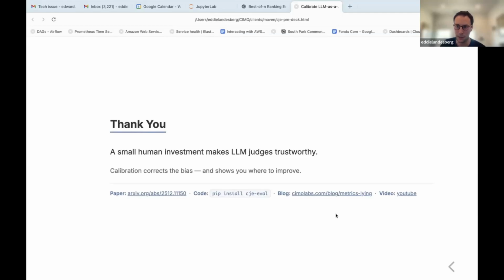I think the main takeaway is that it's a pretty simple idea: just a small investment in good human labels can make even the stupidest LLM judge trustworthy. And calibration is just what you do to correct for the bias and show you how to improve. Yeah, this is very solid work from Addy.